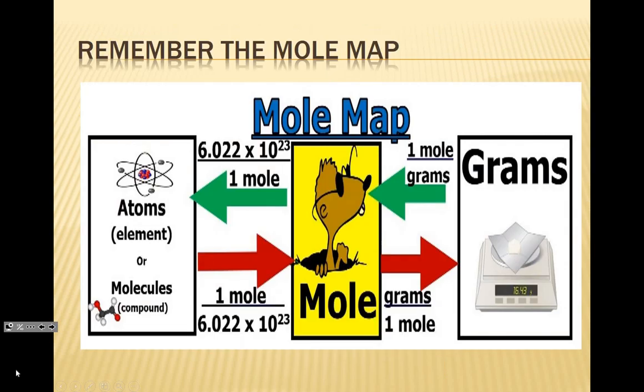So, going forward here, remember our mole map? We're going to be using it again. Because whatever they give us, if they give us atoms, I've got to convert it to moles. If they give me grams, I've got to convert it to moles before I can use a balanced equation. So, the yellow mole is where we're going to try and get to before we use the balanced equation.